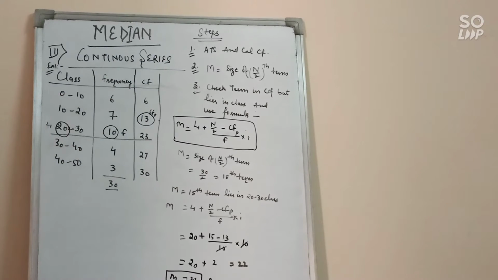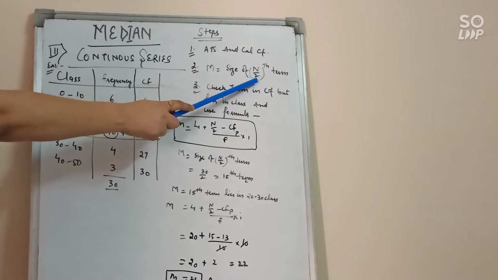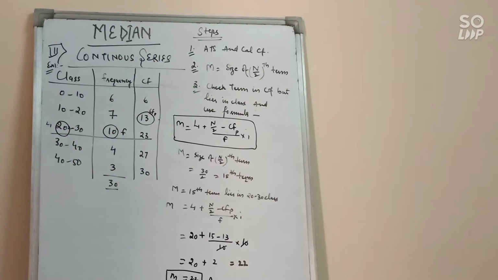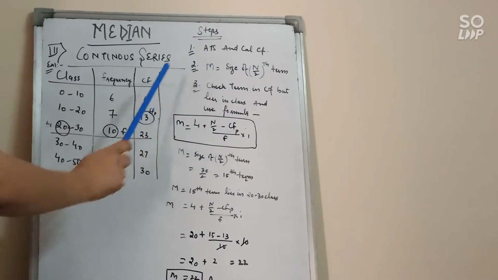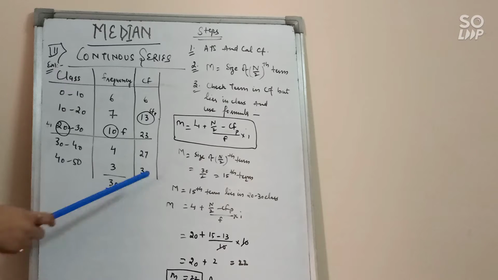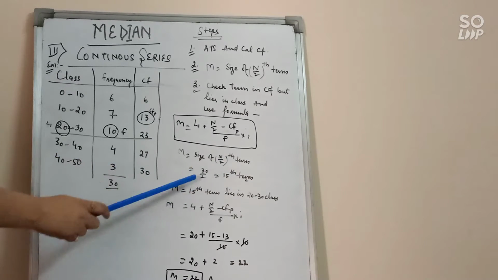Now the second step is the formula. M, median, is equal to size of n upon 2th term. Here it's very important that we don't have n plus 1. Here we have n upon 2. So in continuous series you need to learn that the formula is n upon 2 term. So let's see, n means, in continuous and in discrete series, the total of frequency, that is 30. So 30 upon 2 is 15. So we have the 15th term.